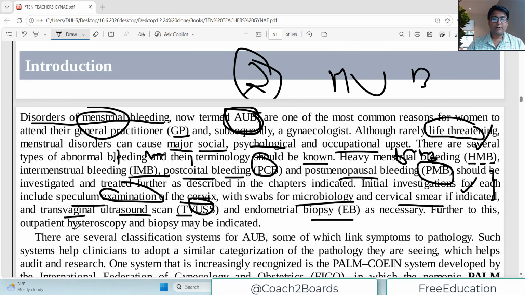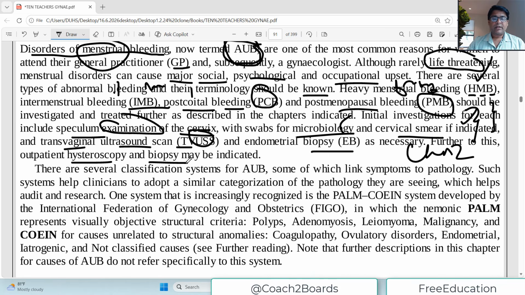Further to this, outpatient hysteroscopy and biopsy may also be indicated. All discussed already in chapter number 2 कि कैसे करते हैं, right? There are several classifications of abnormal uterine bleeding, some of which link symptoms to pathology, such systems help the clinician to adopt similar categorization of pathology. अभी बताता हूँ इसका मतलब क्या है.